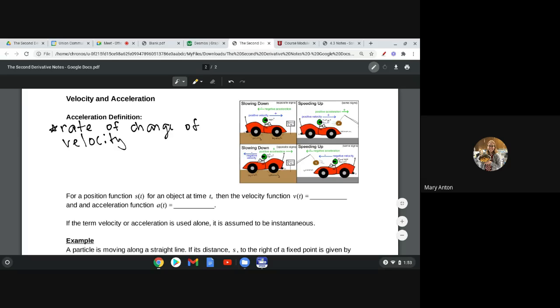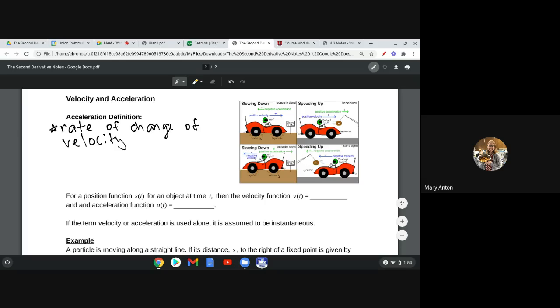Is there anything we wanted to say about acceleration? Is there anything else you know about acceleration? We do it every day in our cars. It just means that we either speed up or slow down.